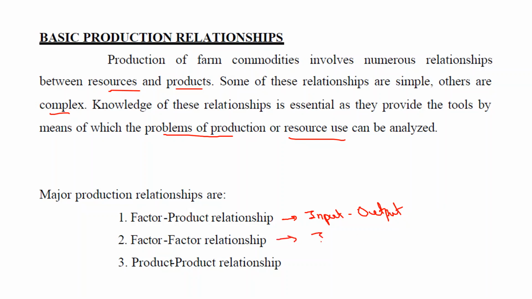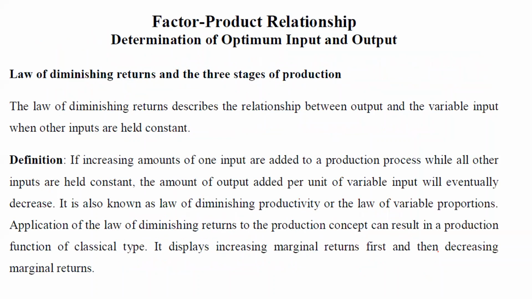Then the relationship between two factors is called the factor-factor or input relationship, and the product-product relationship is the relationship between two products, that is, two outputs. So these are the three major production relationships, which we'll see one by one. First we'll see the factor-product relationship.